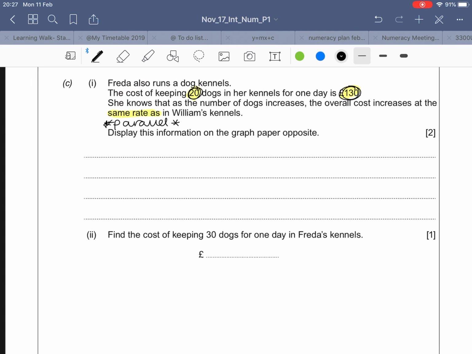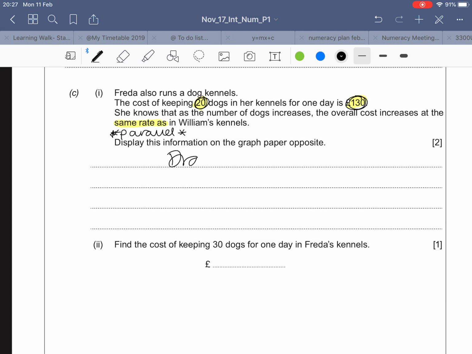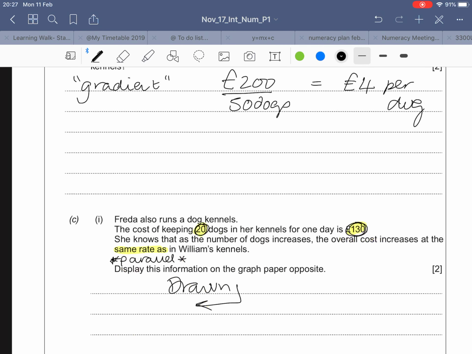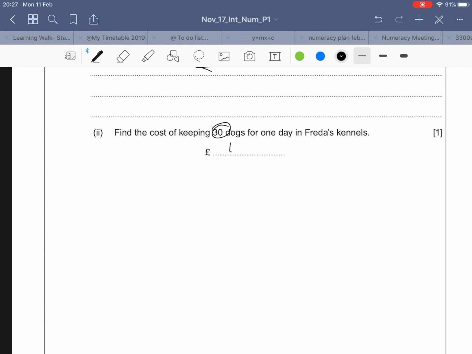The last part, I'm just going to write there drawn if you're looking for the answer, is on that page. The last part, find the cost of keeping 30 dogs in Frida's kennel. So I've got to use that new black line now. So 30 dogs, come up, hit the line, come across, and 30 dogs is going to cost us 150, 160, £170 to keep in Frida's kennel. Okay.